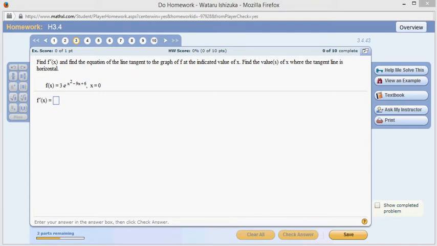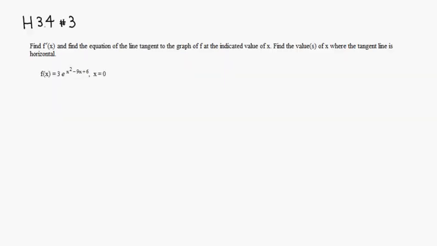Let's look at homework 3.4, problem number 3. We want to find the derivative of this exponential function. So let's do that first. The derivative, f prime of x, is equal to, 3 is a constant, so I'll just put that in front.